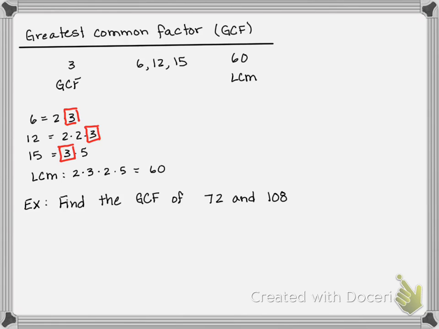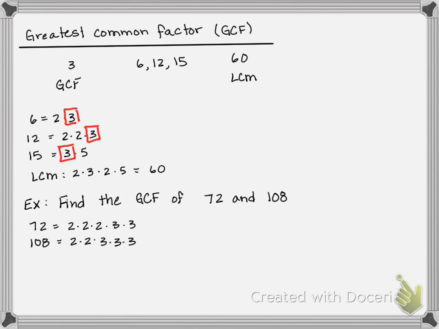So 72 is equal to 2 times 2 times 2 times 3 times 3. And I'm doing that in my head just to save time, but just keep doing your factor trees until you don't need your factor trees anymore. 108 is 2 times 2 times 3 times 3 times 3.